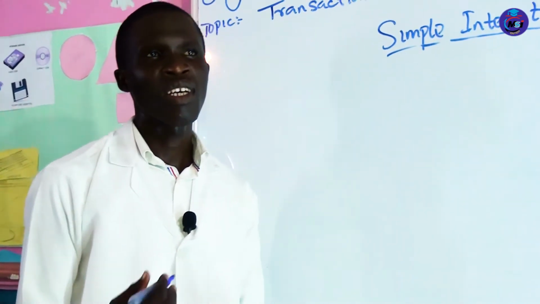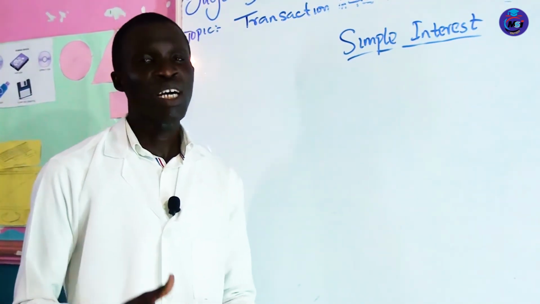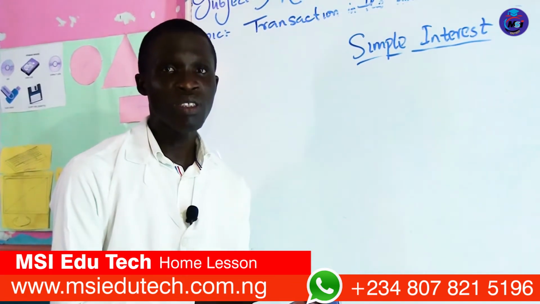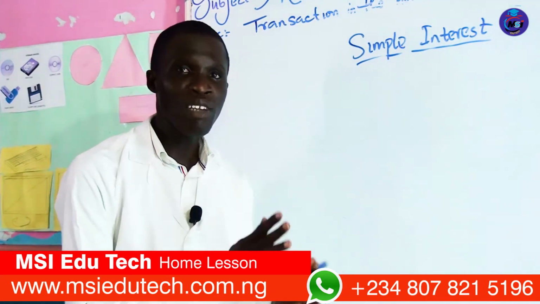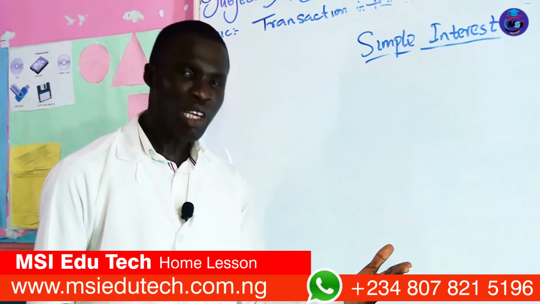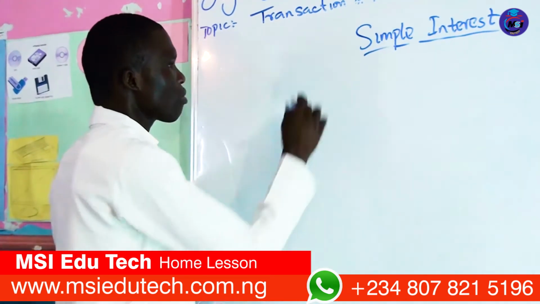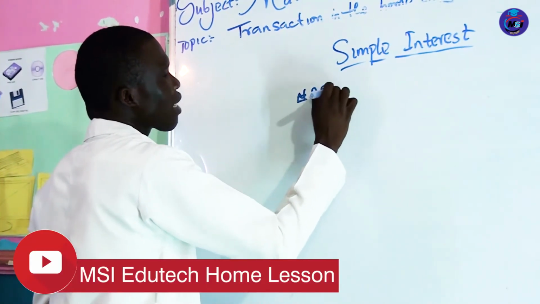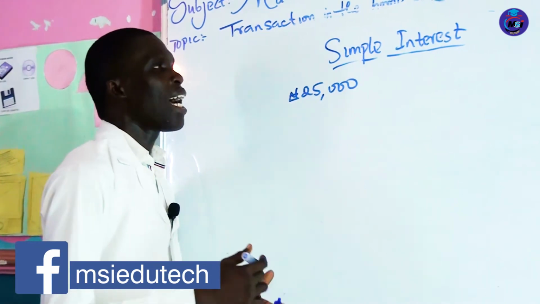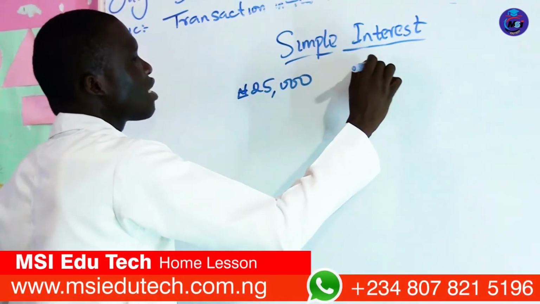What is simple interest? Have you been to a bank before, or your parents having a bank account and obtaining a loan from a particular bank, and at the end of a certain period, your parents are going to pay an interest on that particular money borrowed from that bank. The additional money apart from the money borrowed, that is what we call interest. Let me give you an example. You borrow 25,000 naira from a bank, and they ask you to return the money at the end of 2 years, and by the time you are returning it, you are going to pay 50,000 naira.